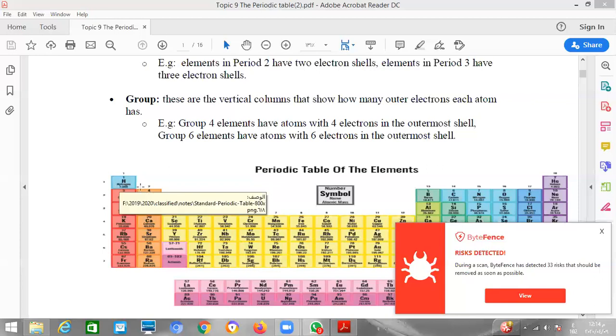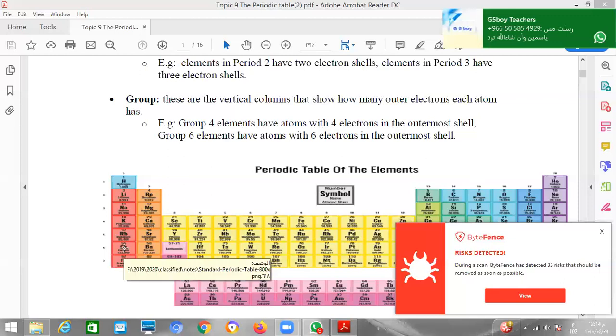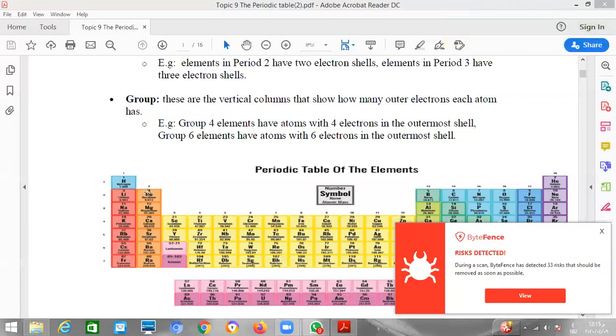And they start to count periods from lithium. This is not correct. Actually, you have to count periods from hydrogen. Hydrogen and helium in period number 1, lithium 2, sodium in period number 3, potassium number 4, rubidium in number 5, cesium in number 6, and francium in number 7. So you have to be aware. So how do you find the group number?